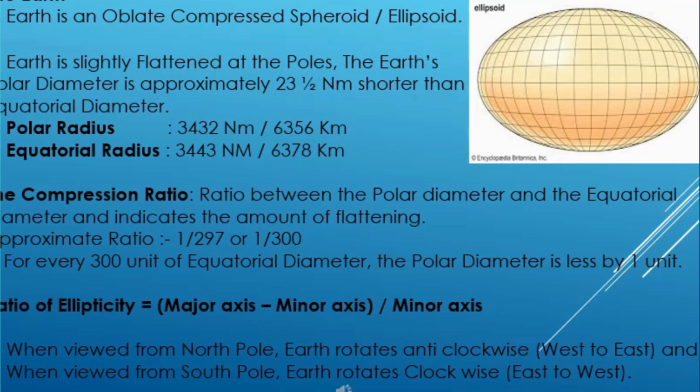And when viewed from the North Pole, the Earth rotates anticlockwise from west to east, and when viewed from the South Pole, Earth rotates clockwise, east to west. So if you take any round surface and rotate it and look at it from above, it will go anti-clockwise, and if you look at it from below, it will go clockwise.